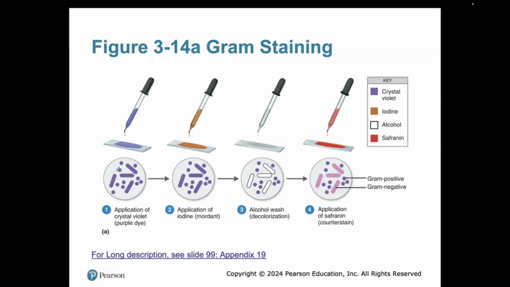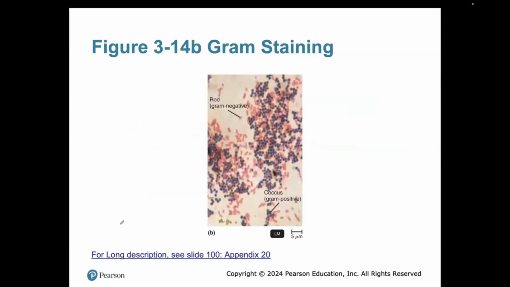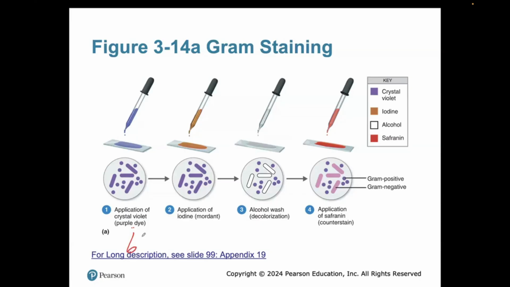We have this rod-shaped bacterium, looks like a Tylenol capsule, and then you have this circle bacteria, right? So we add the crystal violet for 60 seconds, and then we're going to rinse with water. Rinse with water, right? And then after we rinse with the water, we're going to apply the iodine.